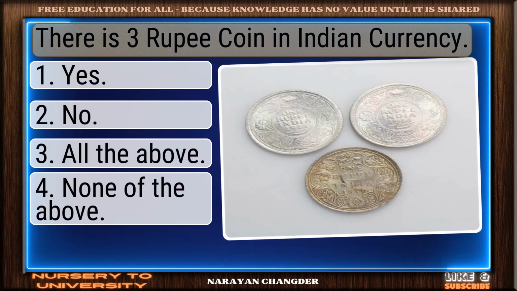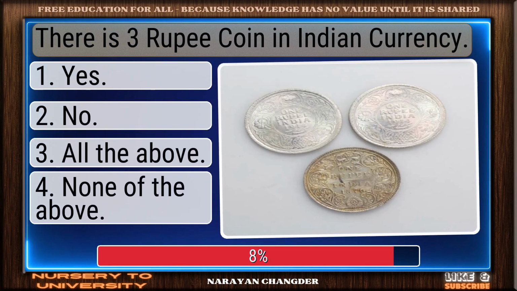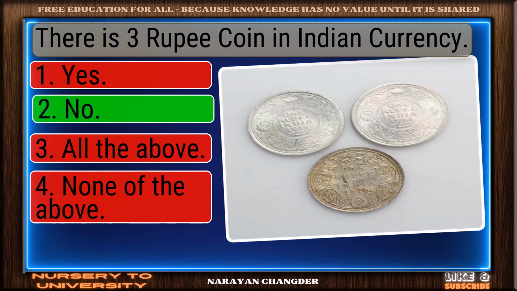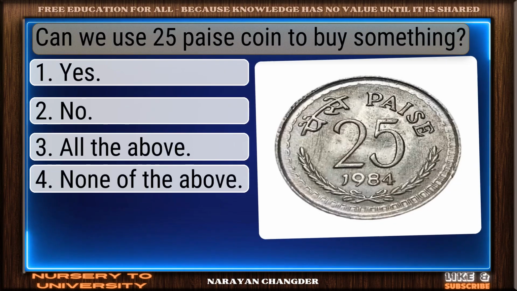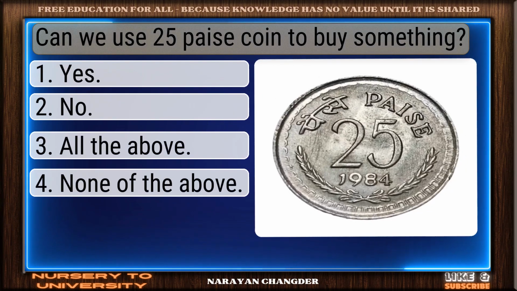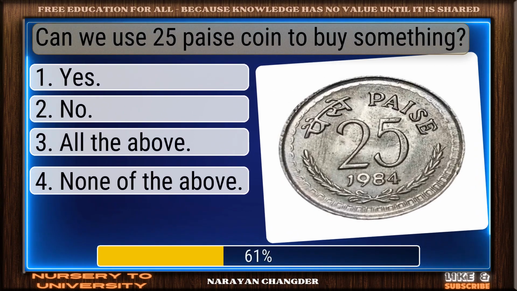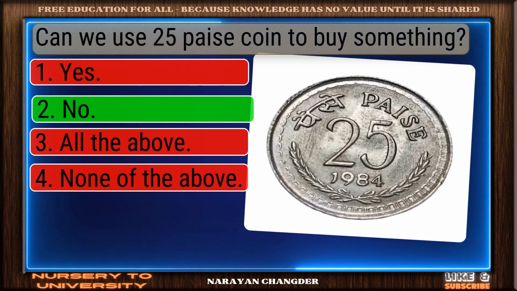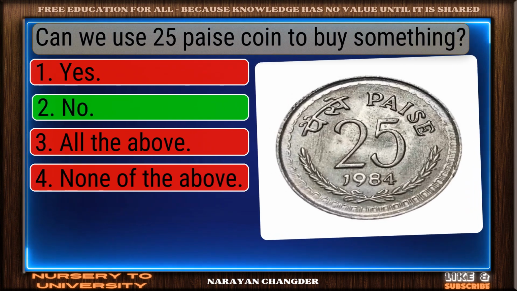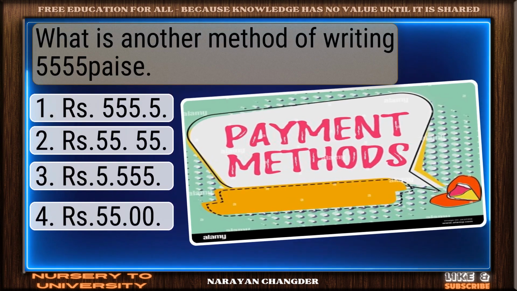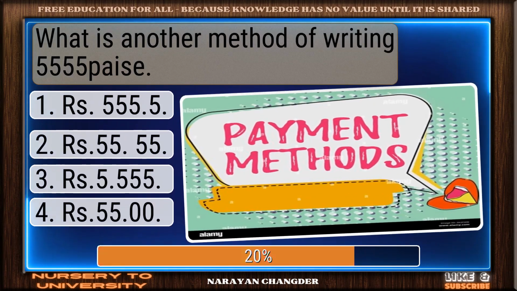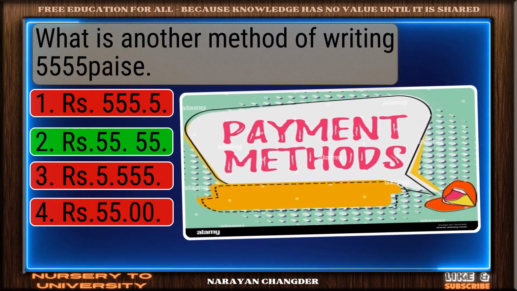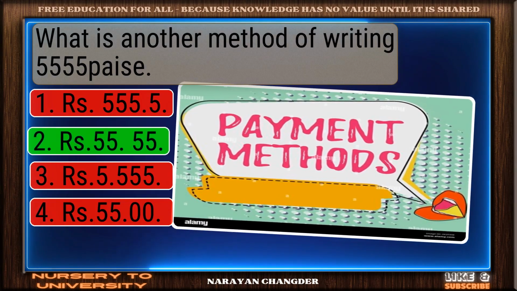There is a 3 rupee coin in Indian currency. Exactly. No makes sense and it is the right choice. Can we use a 25 Paise coin to buy something? Clear logic. Your choice no is sound and 100% true. What is another method of writing 555 Paise? Perfect. Rs 5.55 is the correct choice.